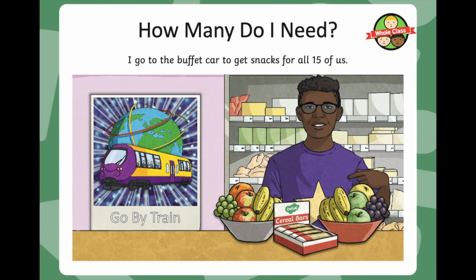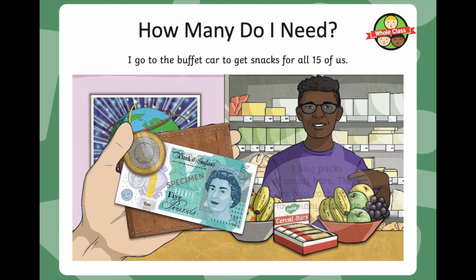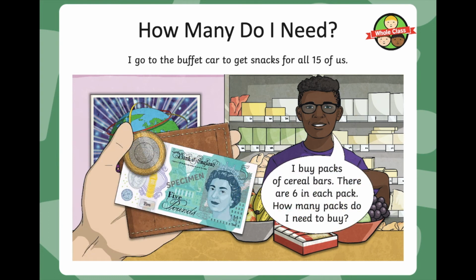How many do I need? I go to the buffet car to get snacks for all 15 of us. I buy packs of cereal bars. There are 6 in each pack. How many packs do I need to buy? So remember, there are 6 cereal bars in each pack, and there are 15. There weren't enough for 15 people.